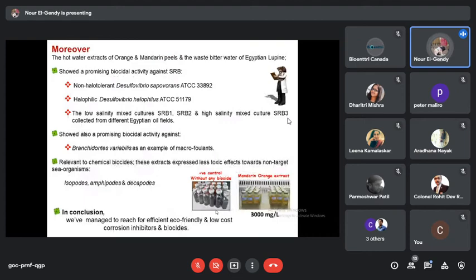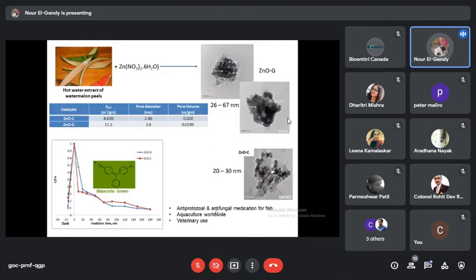Moreover, these inhibitors have been used as a biocide for sulfate-reducing bacteria and other types of pathogenic microorganisms, and can also be used for the treatment of water. It showed promising biocidal activity against macrofoulants, and the most important thing is that it is less toxic than the commercially available chemical biocides towards non-target organisms like isopods, amphipods, and decapods. So, in conclusion, we have managed to reach efficient, eco-friendly, low-cost corrosion inhibitors and biocides.